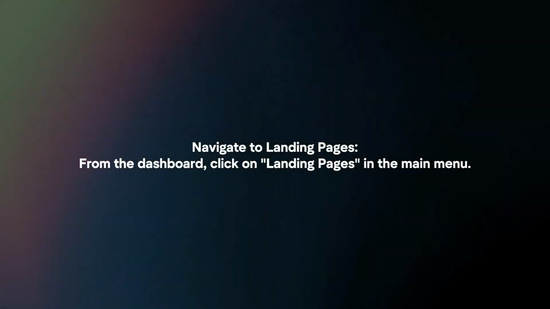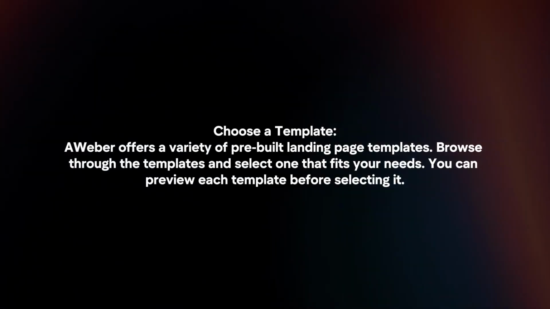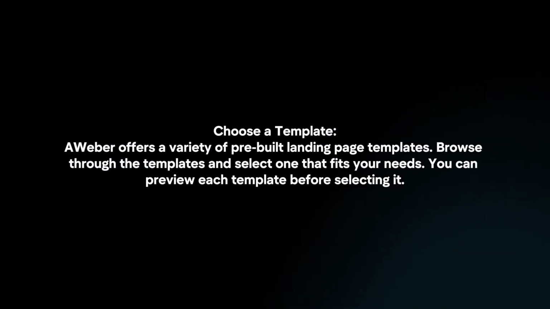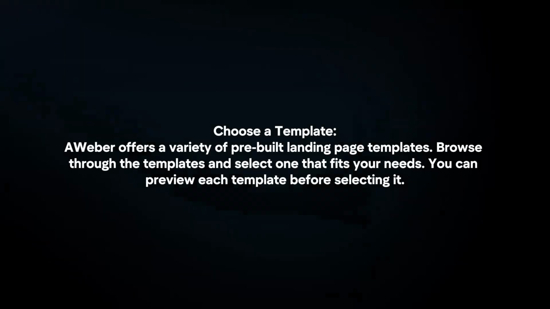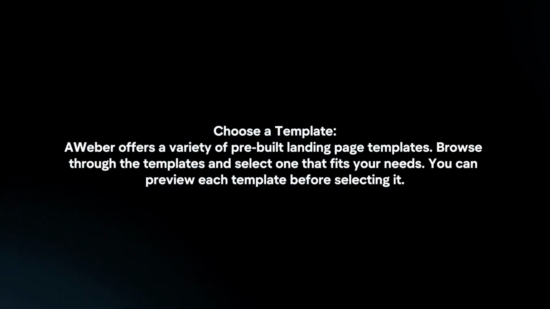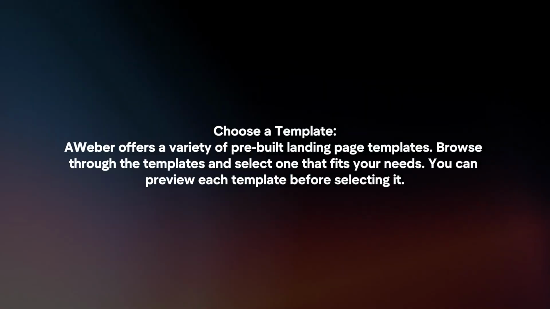Navigate to landing pages. From the dashboard, click on landing pages in the main menu. Choose a template. AWeber offers a variety of pre-built landing page templates. Browse through the templates and select one that fits your needs. You can preview each template before selecting it.